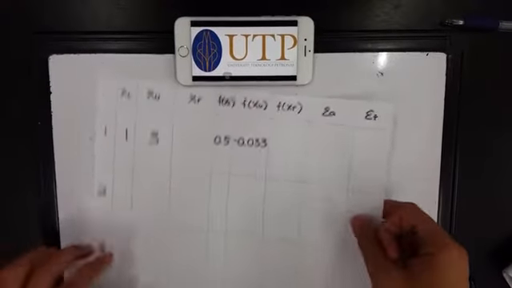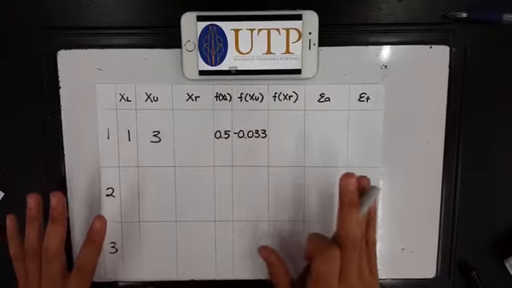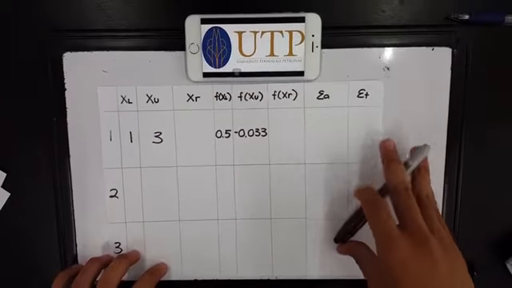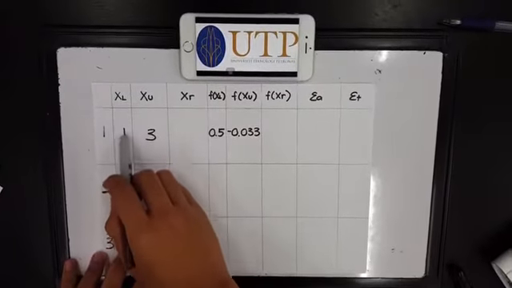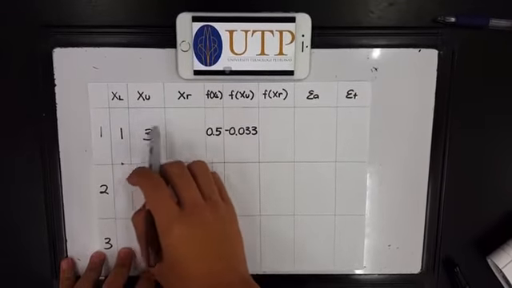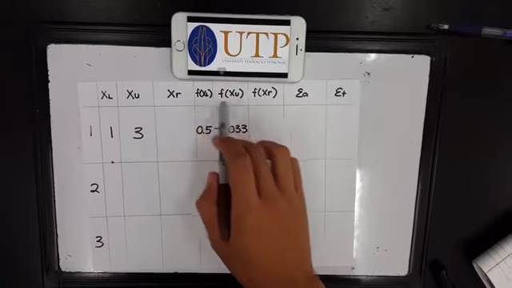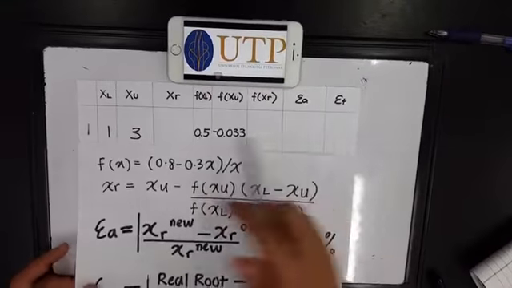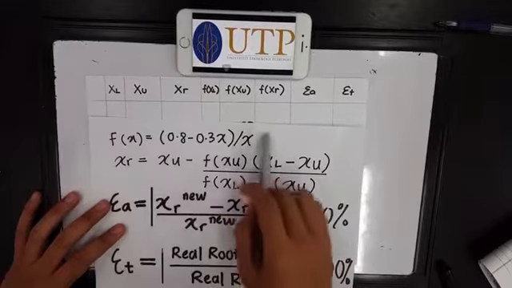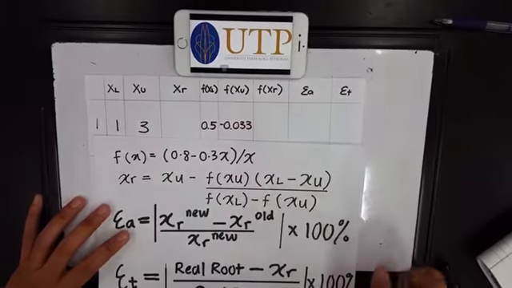So let's move on to the third question, where we have to do three iterations. Here is the table for filling in all of the values that we will obtain. Here are the values for XL for the first iteration, and the values for XU, FXL and FXU. To find FXL and FXU, we substitute the values of XL and XU into the main equation, and we obtain 0.5 and negative 0.033.